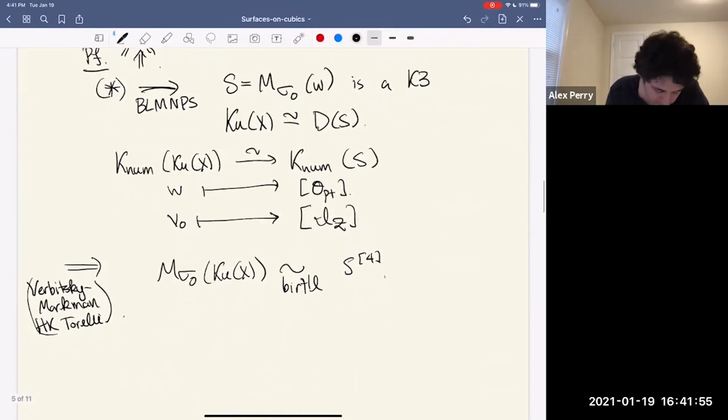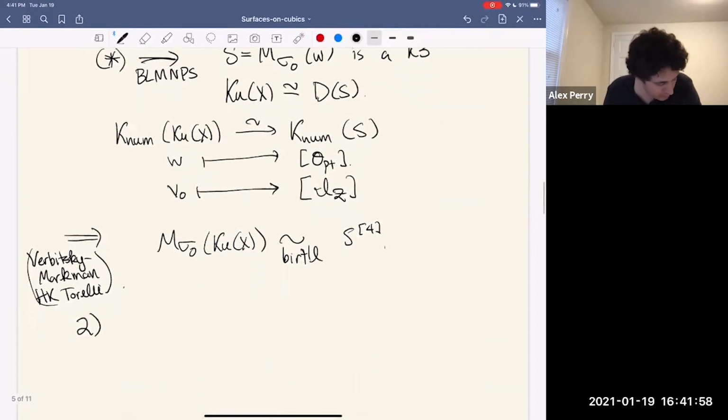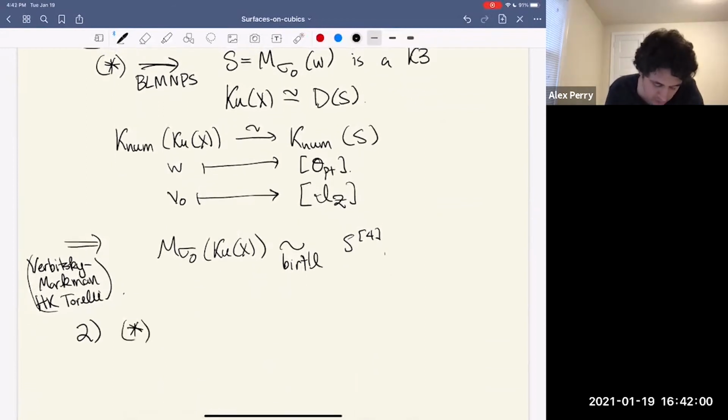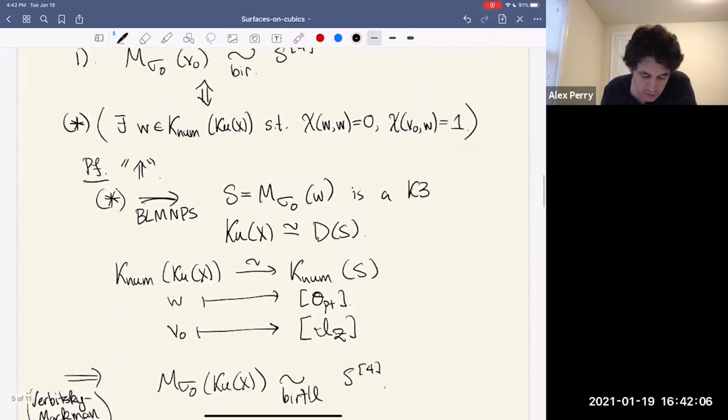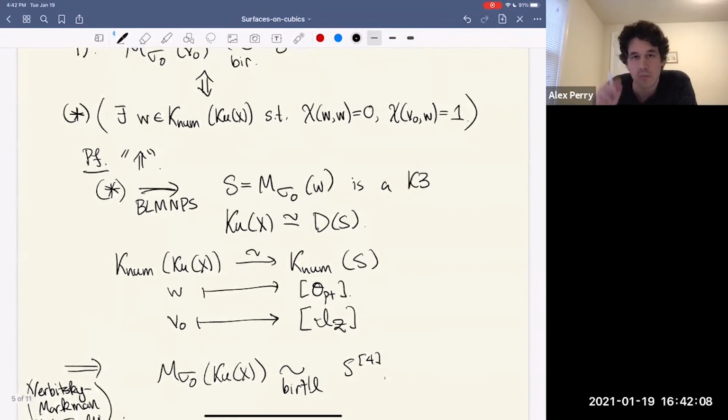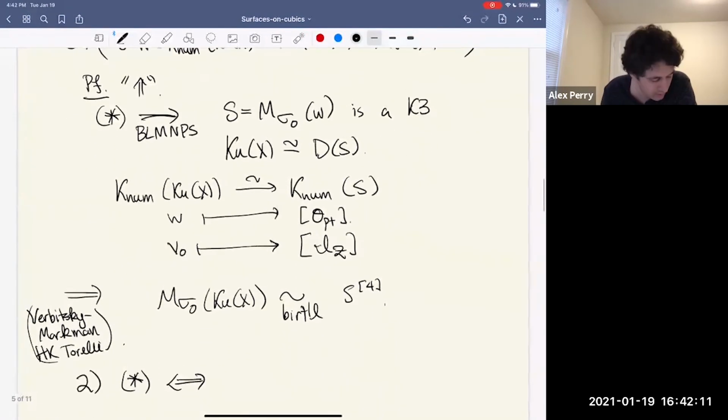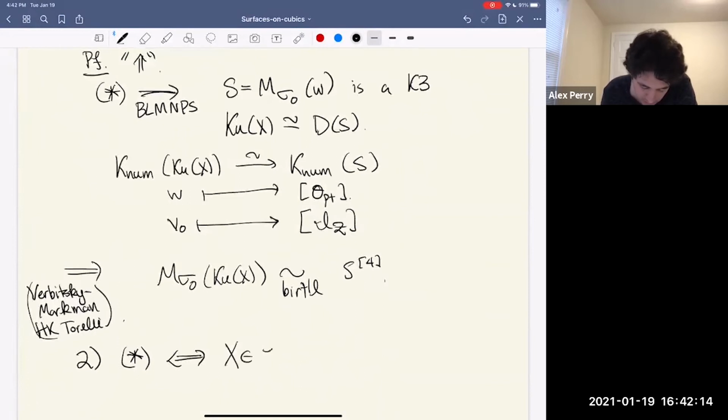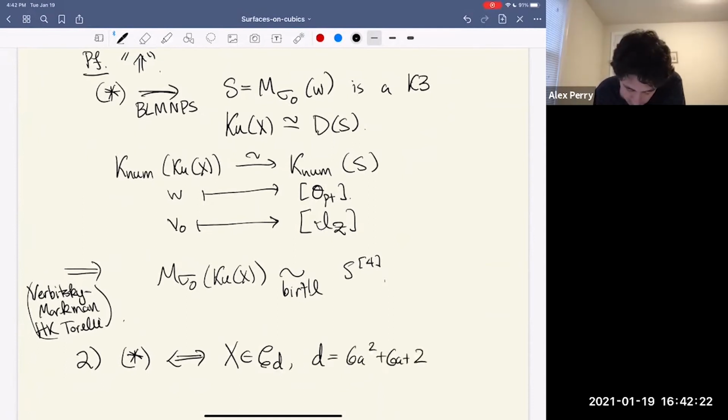Okay, so what's the second step in the proof? The second step is basically just a computation. So I'll just write the statement. It's sort of a lattice theoretic computation that this condition star from above, the existence of W, which pairs to 0 with itself and to 1 with V naught, this turns out to be equivalent exactly to that condition in our main theorem. So it's equivalent to X being in C_D with D equal to 6A squared plus 6A plus 2, where A is bigger than or equal to 1. So this gives some kind of explanation for where that specific form of D in our theorem was coming from.